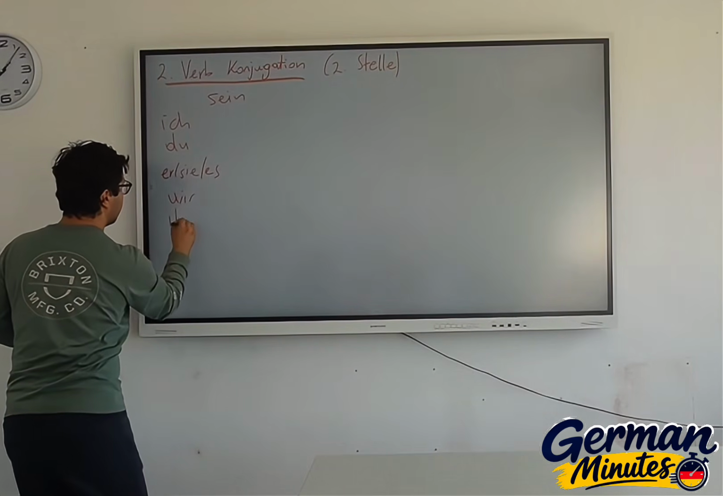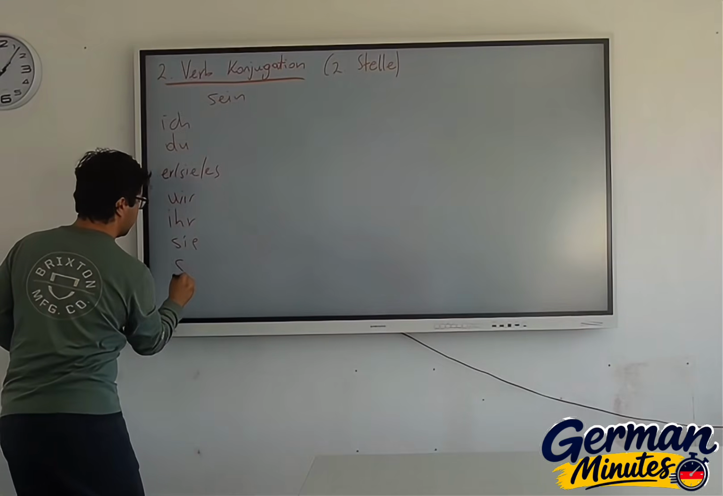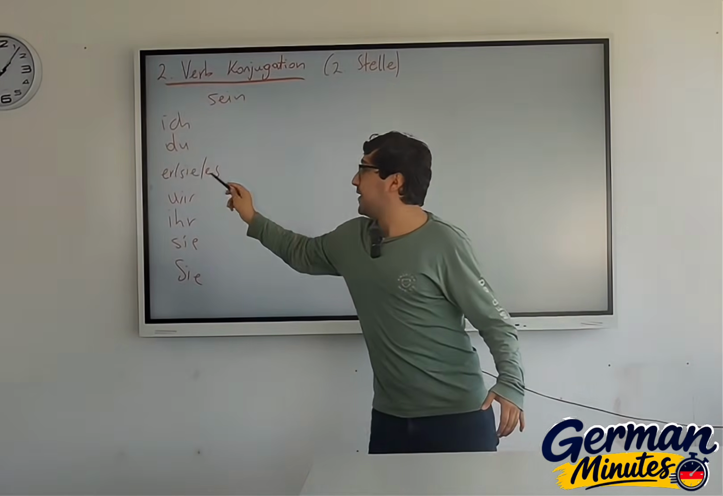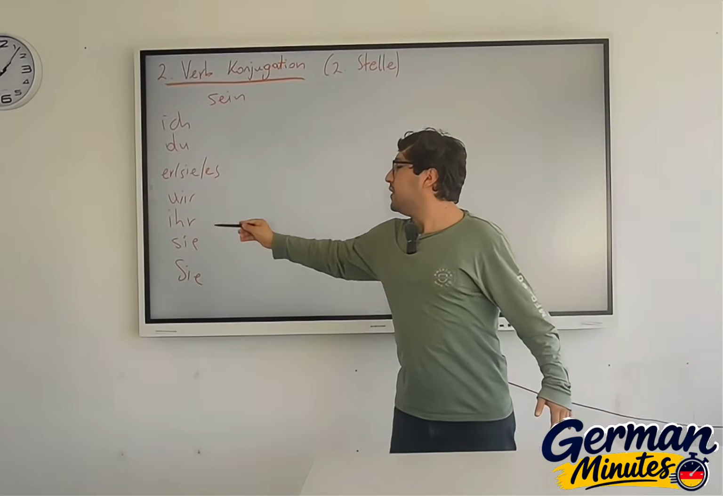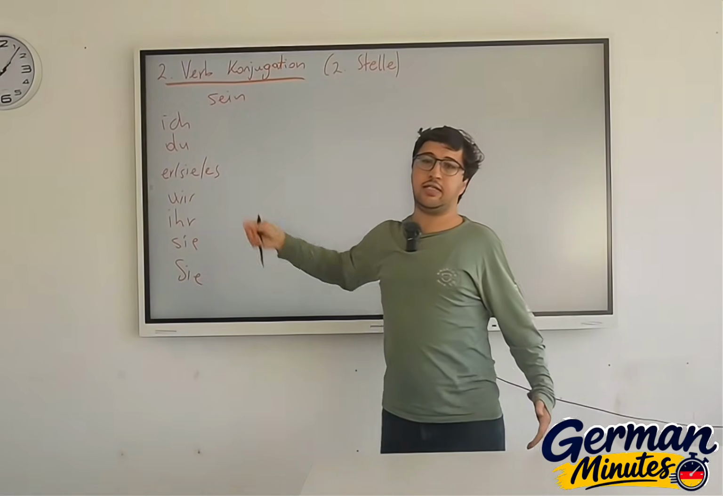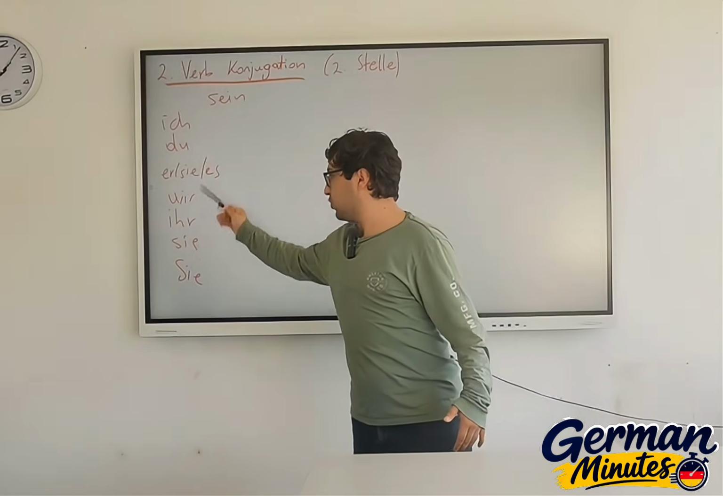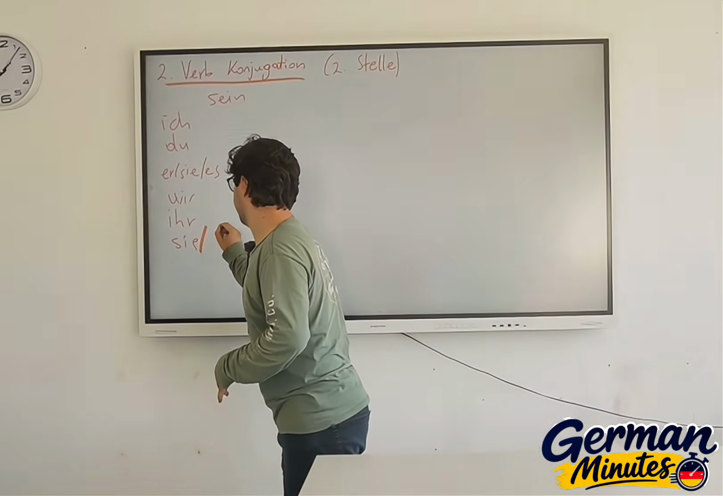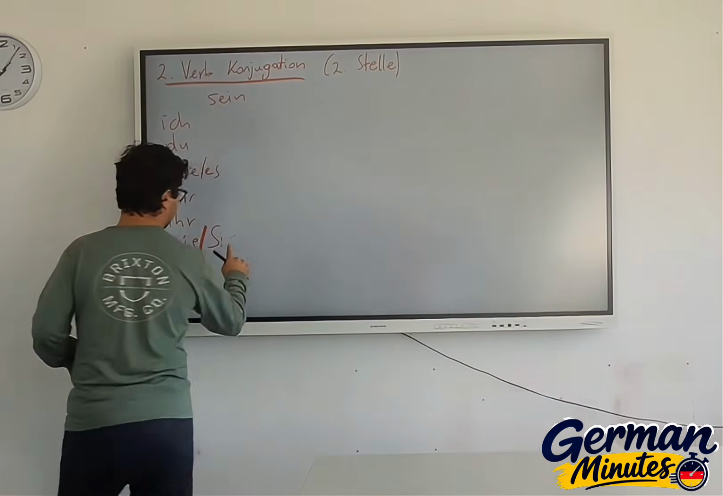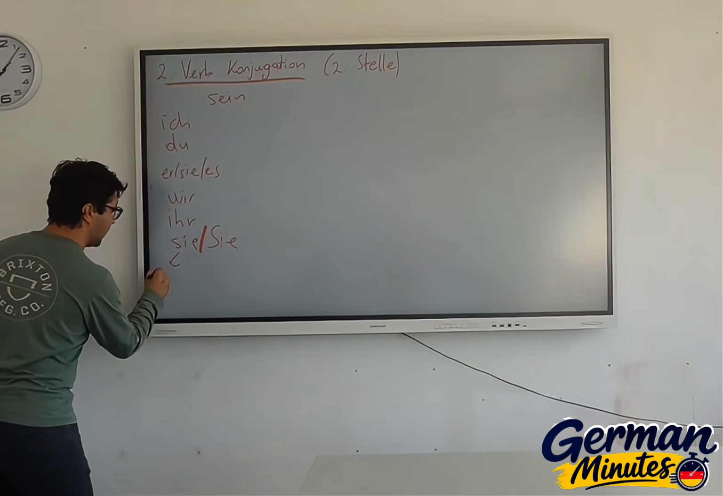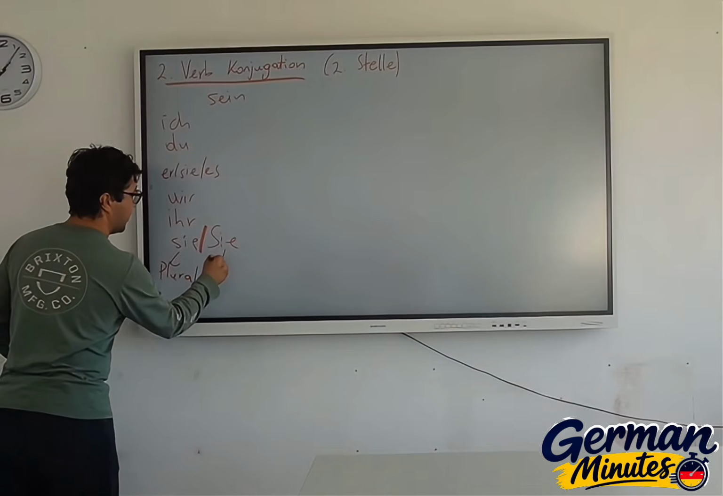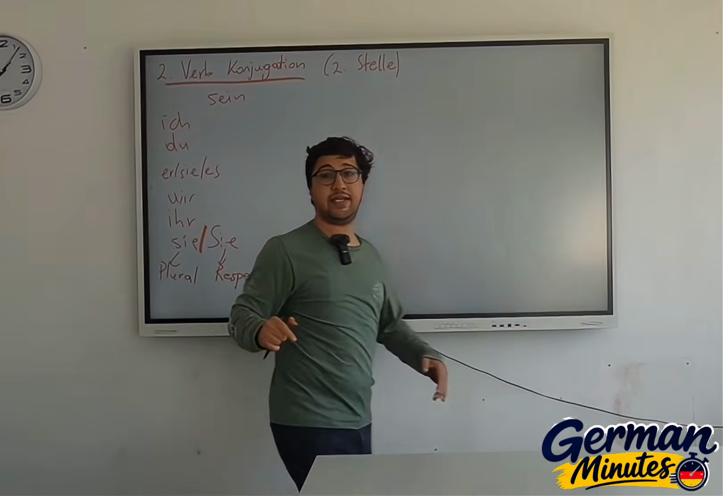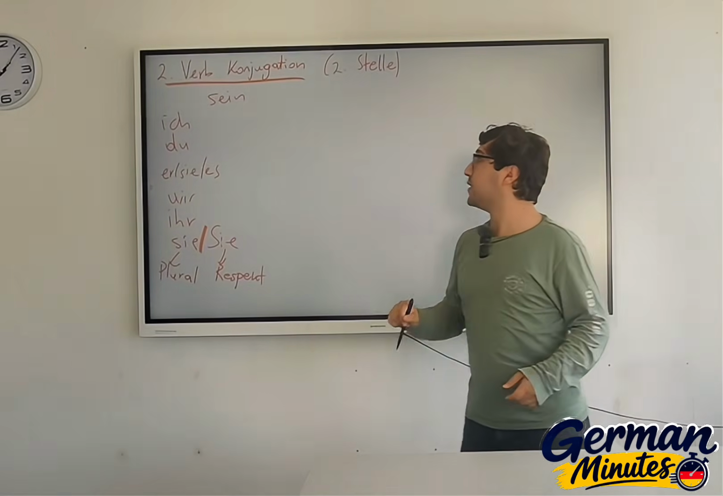Ich, du, er, sie, es. Wir, ihr, sie, Sie. Er, sie, es, he, she, it. Wir, ihr is you, when we say two or more people, we have sie. We can write these together because we will need it later. This one is for plural, and this one is for respect. When we talk to one person in respect, in English we say this you as well.